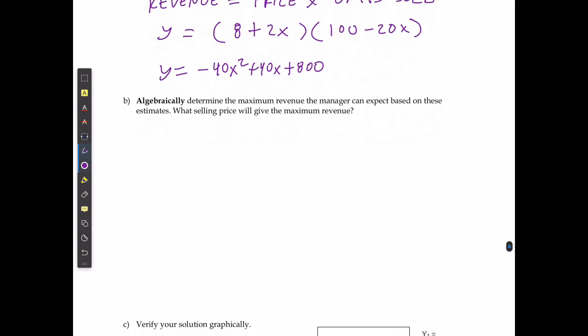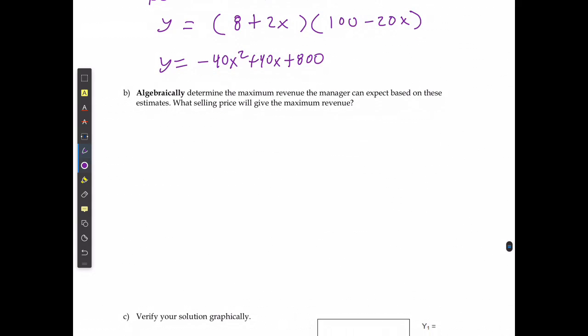The next thing it wants me to do is algebraically determine the maximum revenue the manager can expect based on these estimates. If I'm solving the maximum, then I'm just trying to find what the Q value is, or the Y value at the vertex. Well, just looking at this equation, I can't tell what the Q value is, but I can use completing the square to put it into my vertex form to show me what the Q value is going to be.